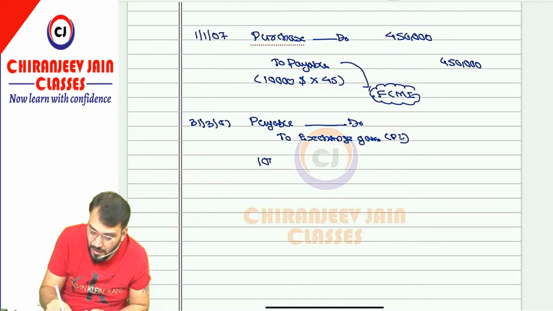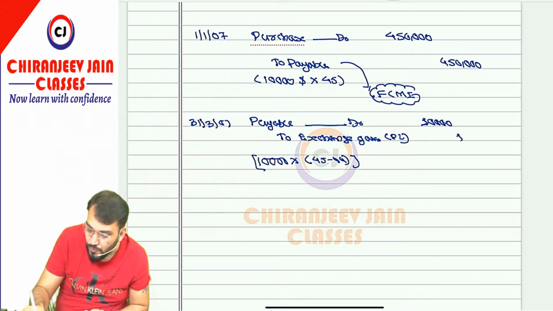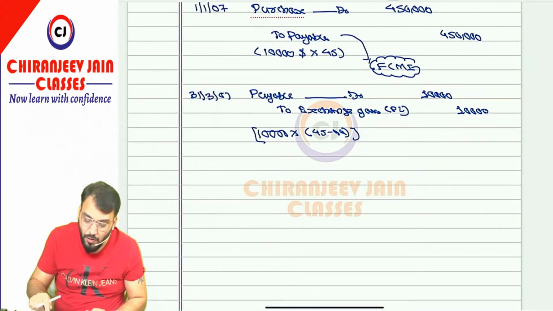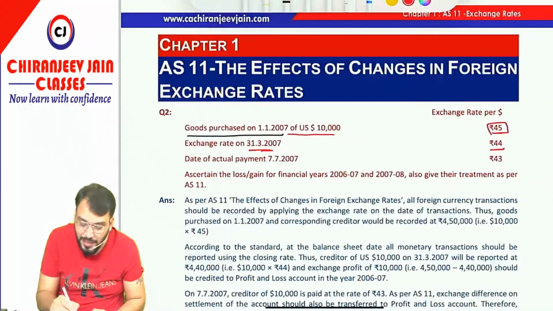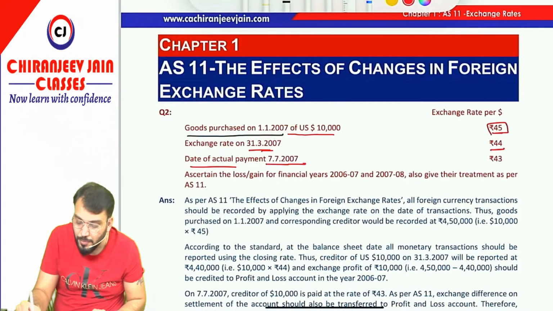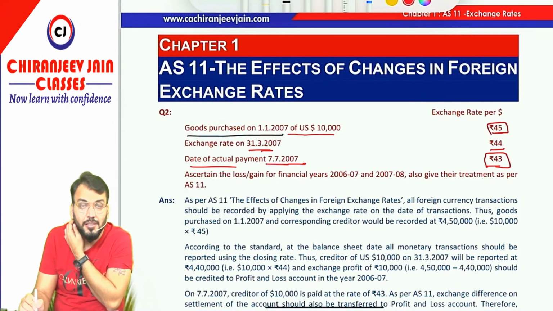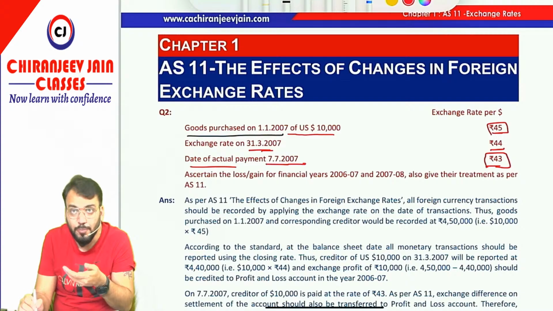So we'll do 10,000 multiplied by 45 minus 44. That is rupee 1, so the exchange gain becomes 10,000. And of course your liability will now become 4,40,000. Now on the settlement date, they have given the date of actual payment as 7/7/2007. On that date the rate became 43, meaning actual payment will be made at rupees 43.